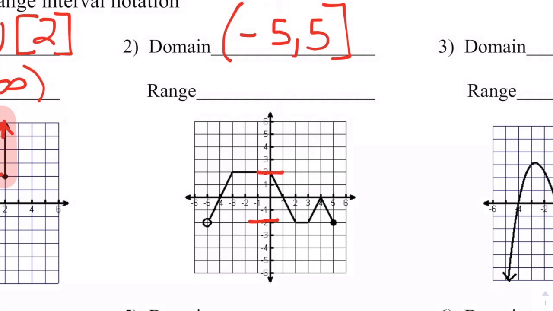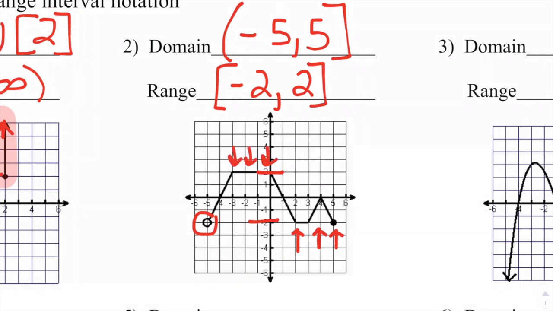Now our range, if we look at our range, it's going from -2 up to +2. And now even though there's an open circle at -2, there's points over here that are included at the y value of -2. So we're going to include that with a bracket, and it's going to go to +2 where we have values up here that are included, so we use a bracket.